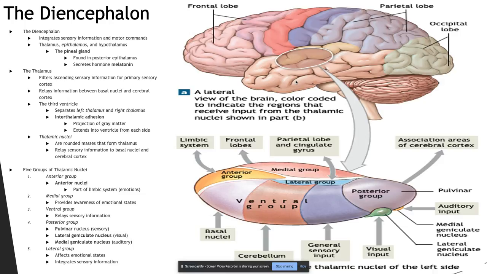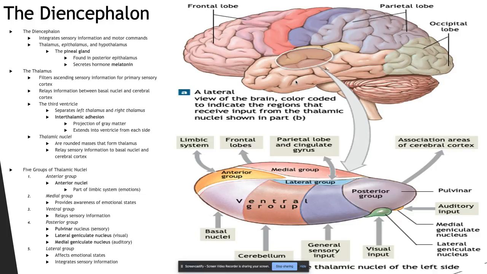Each thalamus consists of a rounded mass of thalamic nuclei. Viewed in a mid-sagittal section through the brain, each thalamus extends from the anterior commissure to the inferior base of the pineal gland. A projection of gray matter, called the interthalamic adhesion, extends into the ventricle from the thalamus on either side, but no fibers cross the midline.